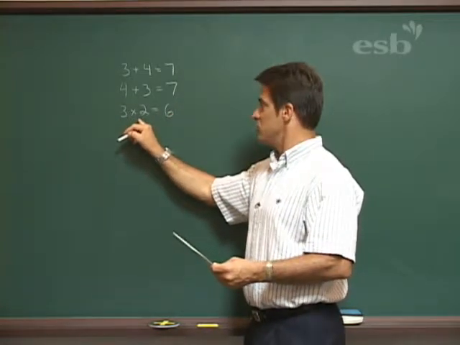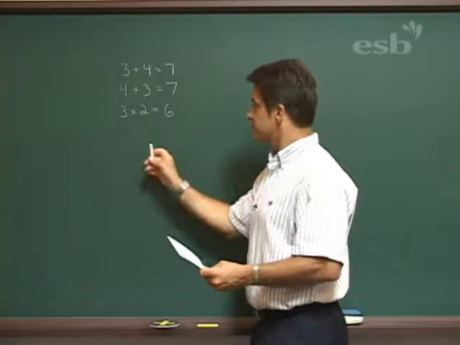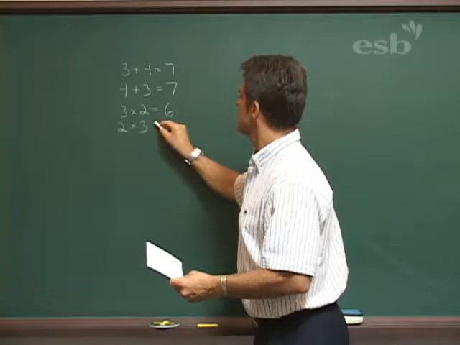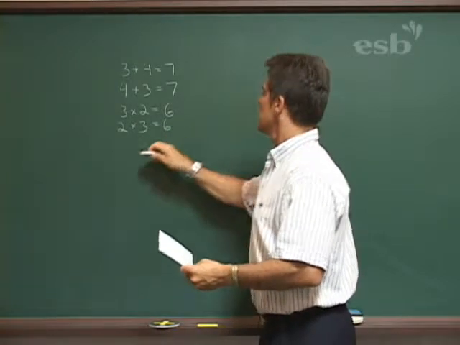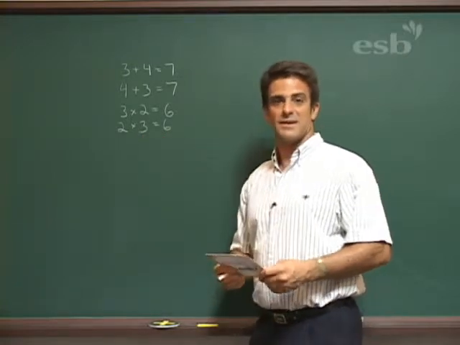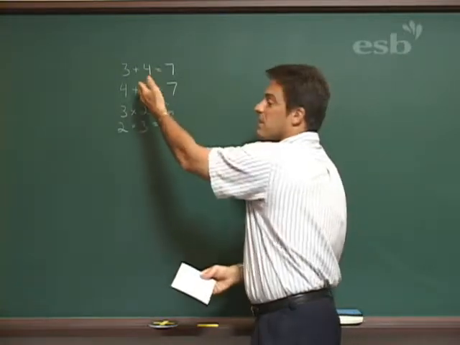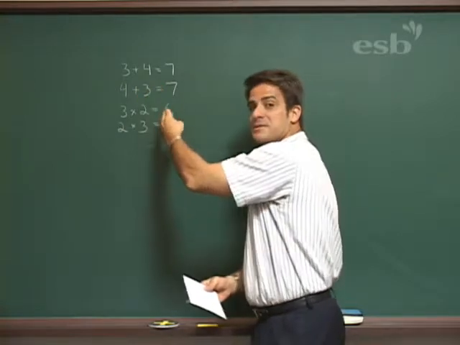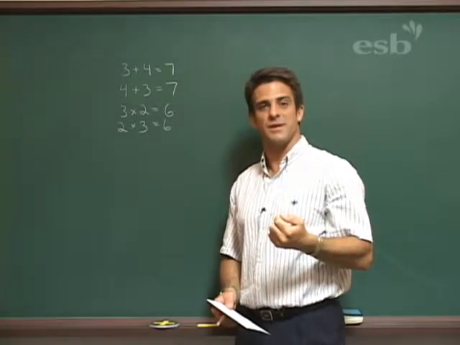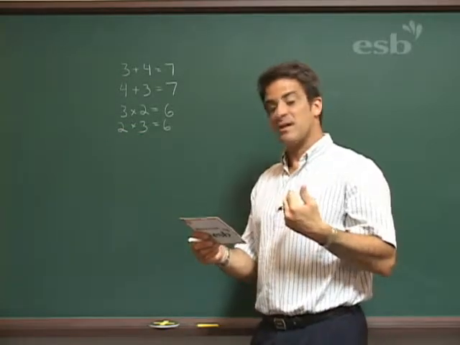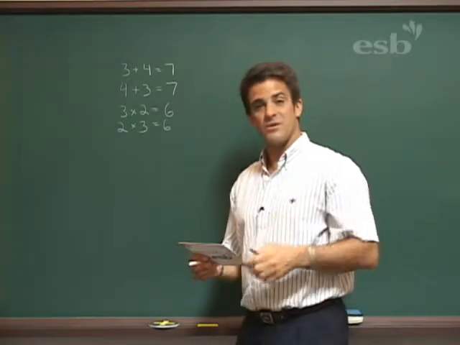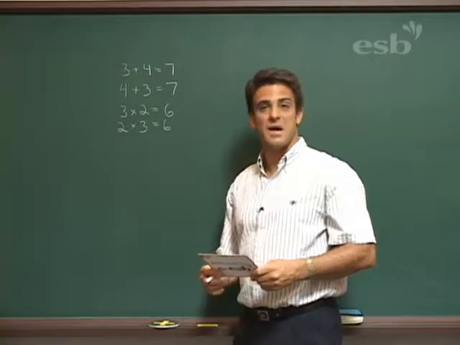3 times 2 equals 6. 2 times 3 equals 6. So, 3 plus 4 equals 4 plus 3. 3 times 2 equals 2 times 3. Multiplication has a commutative property like addition. The order does not matter.